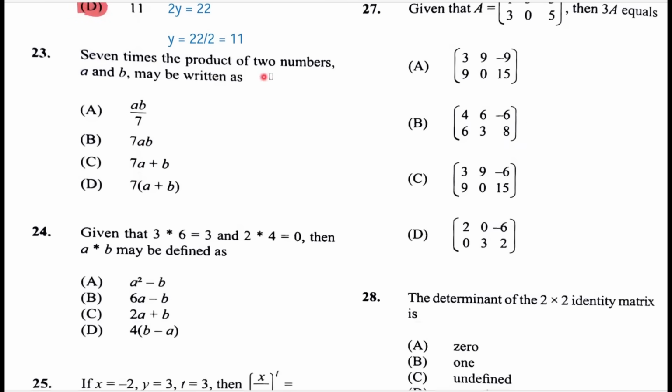23, 7 times the product of 2 numbers A and B may be written as. Product of 2 numbers A and B will be AB, and 7 times that will be 7AB. So that's B.